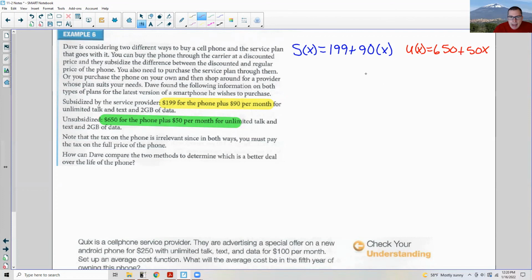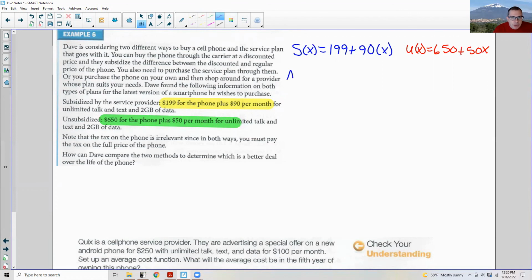We want to do an average, a cost averaging, which is what it said to do. How can Dave determine it? Where does it say it? Dave found the following information. How can Dave compare the two methods to determine which is a better deal over the life of the phone? So you want to find an average. So now I'm going to do an averaging.